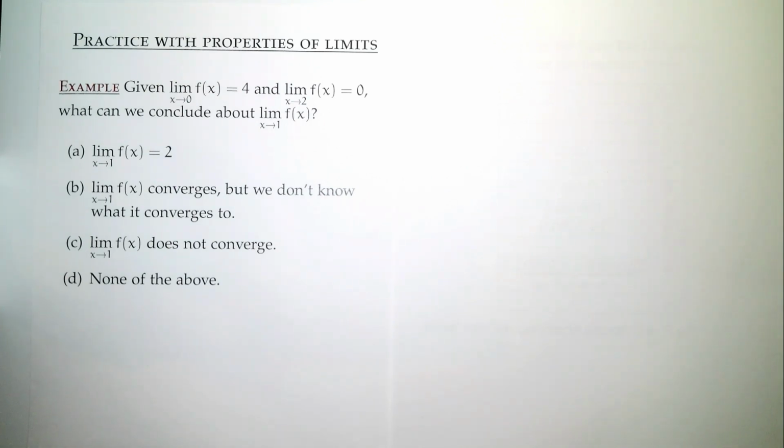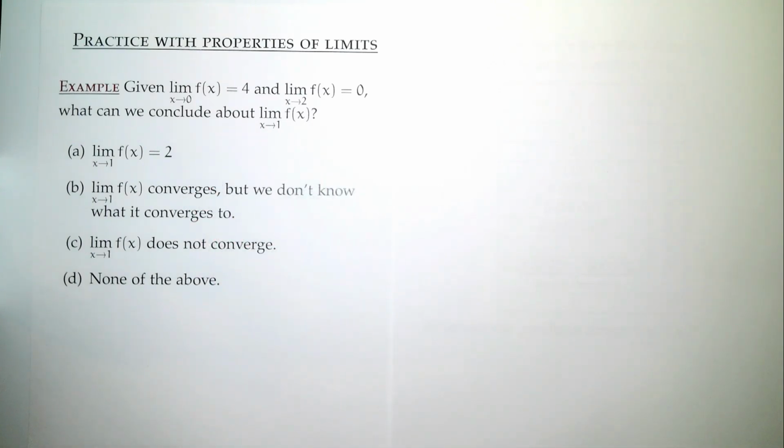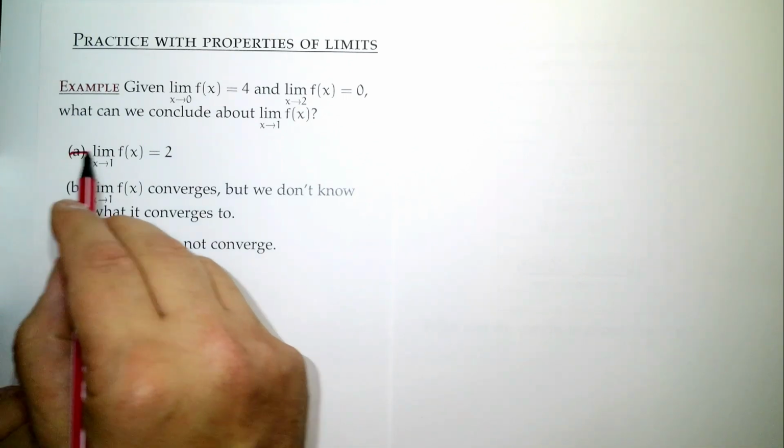So what do we know? We know something about 0. We know something about 2. Now, the nice thing about 0 and 2 is that 1 is halfway in between. So it seems reasonable to go halfway in between. Well, halfway between 0 and 4 would be 2. In fact, it must be too good to be true. So it's not A.